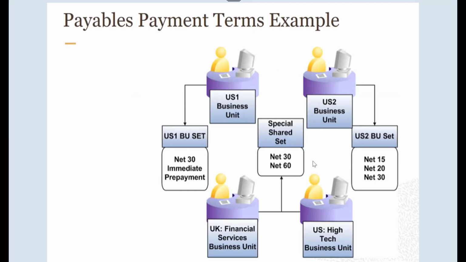Then we also have a special shared set here, which is attached to net 30 and net 60 payment terms, and that particular set is attached to both the UK financial services and US tech financial business units. So that allows these two business units to access both net 30 and net 60 payment terms.